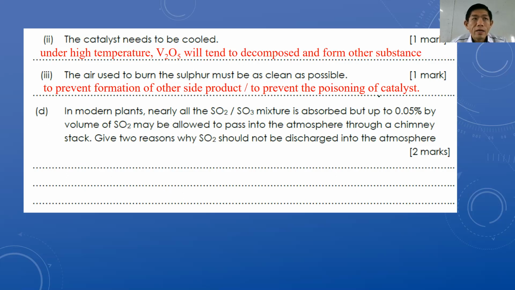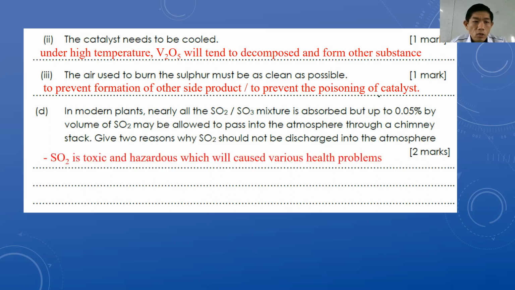When you have acid rain, when it falls, it will cause the soil to become acidic. It will also corrode buildings and structures. So SO2 is toxic and hazardous and will cause various health problems. SO2 will also oxidize to SO3 and produce acid rain. So these are the 2 reasons why sulfur dioxide should not be discharged into the atmosphere.